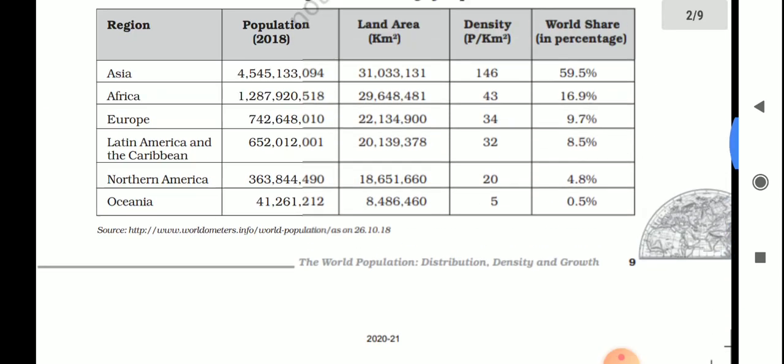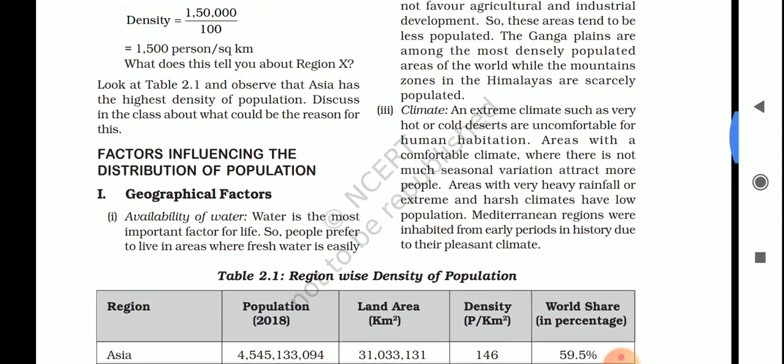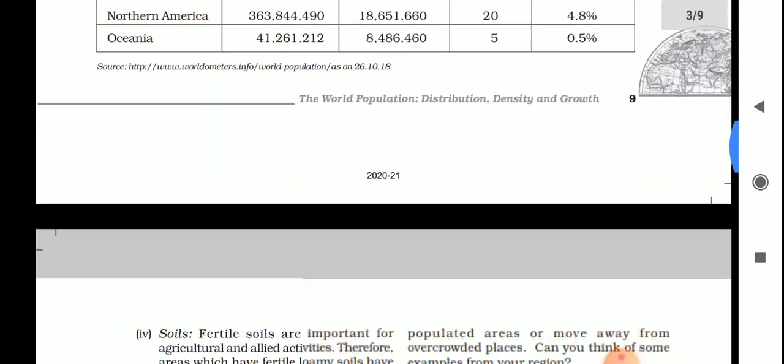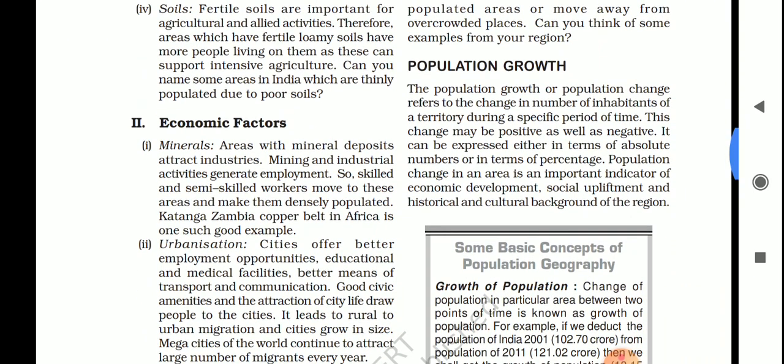So here, how many factors did I tell you in geographical factors? One is availability of water, second is landform, third is climate, and the fourth one is soil. Now the next important factor is the economic factor. In economic factors, students, this factor is related to the economy.